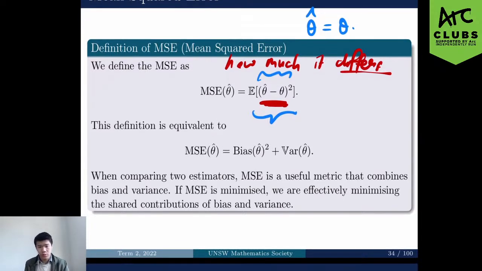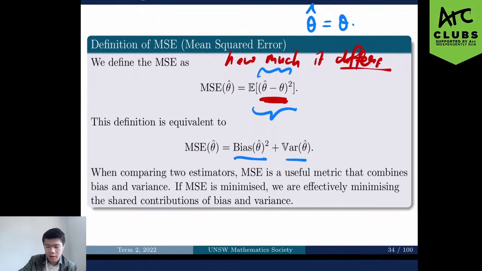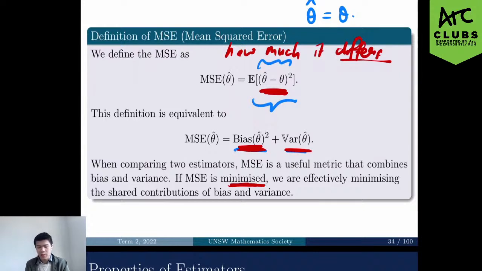And you can actually show that this combines the two concepts we've talked about. So it's actually equal to bias squared plus variance, right? So having looked at that now, we've got a useful metric that combines these two concepts. So if we have a low MSE, it means we also have a low bias and a low variance. So in general, we can measure how good an estimator is by looking at its MSE. Because if the MSE is low, then we're effectively minimizing the shared contributions of bias and variance.